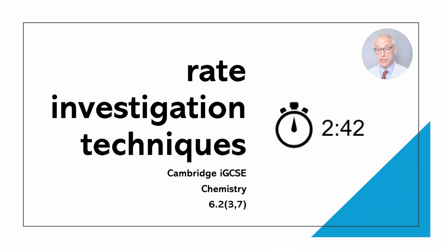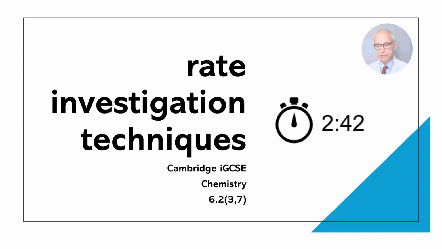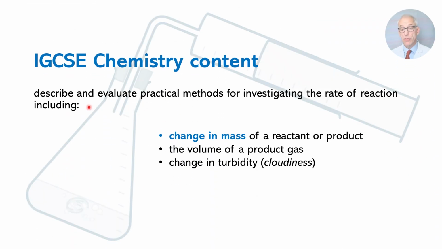Rate investigation techniques for Cambridge IGCSE Chemistry. You are required to describe and evaluate practical methods for investigating the rate of reaction, where there is a change of mass, where a volume of gas is produced, and where there's a change in turbidity or cloudiness, perhaps through the formation of a precipitate.